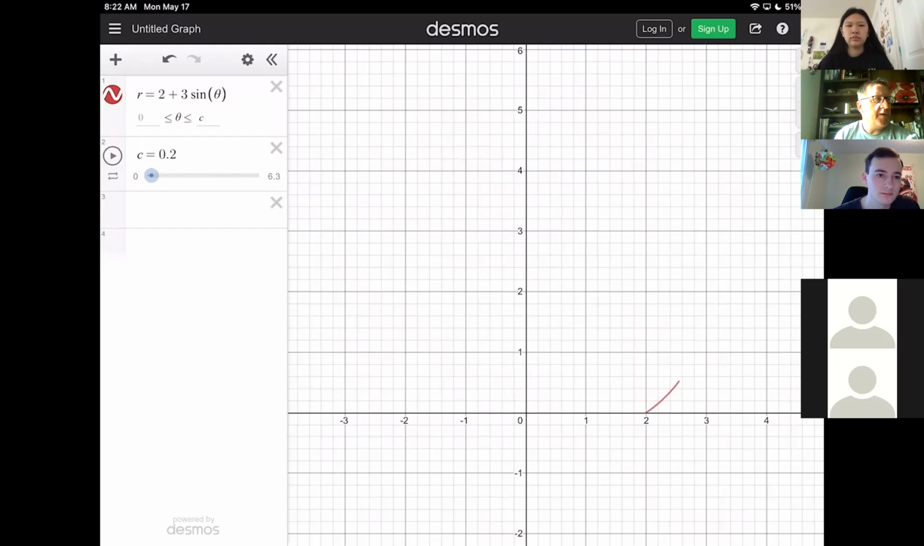Great. Well, what happens if you start choosing an angle bigger than 0? Say our angle is 0.2. The sine of 0.2 is not 0. It's actually something, and when you multiply it by 3, it's something, and when you add it to 2, the radius gets a little bit bigger. So we're getting a larger radius, and the radius grows for a while, gets longer and longer. Do you see the radius getting bigger and bigger?